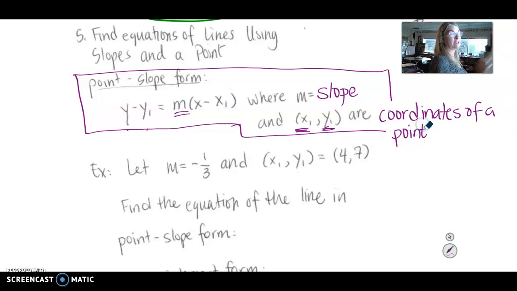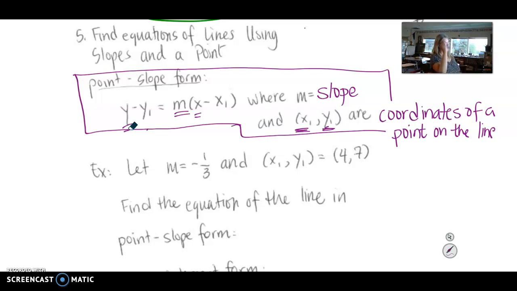So it can be any point. Instead of just the y-intercept, you can have any point on the line. This x and this y are going to stay x and y, because remember, if you graph a line, there's an infinite number of x-y ordered pairs. We can find out what y is when we know x, but it's a relationship. There's not just one x and one y, so they stay variables.